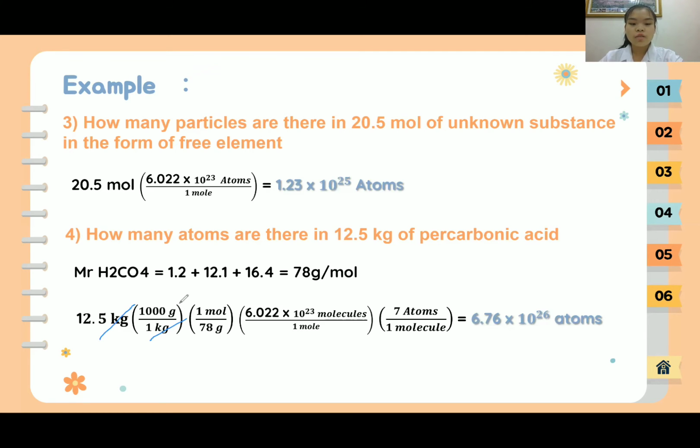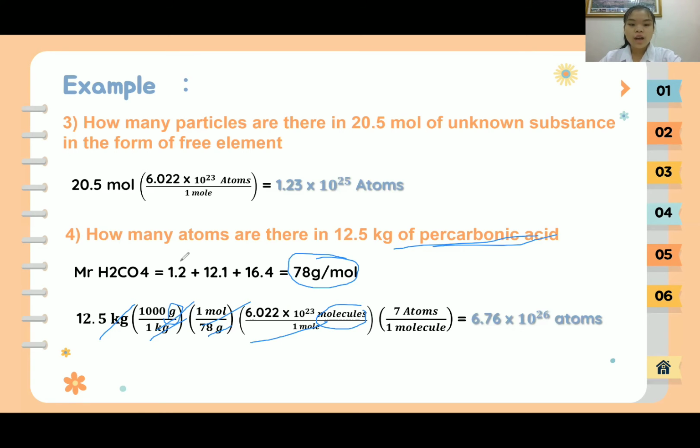After that, because this only have gram in here, we can insert the molar mass of percarbonic acid, which is 1 mole per 78 gram. Now we can eliminate the gram, which leave into mole. 1 mole of Avogadro number is 6.022 times 10 raised to 23 molecule. So now we can eliminate again, and remember this is in molecules because it's in covalent compound.